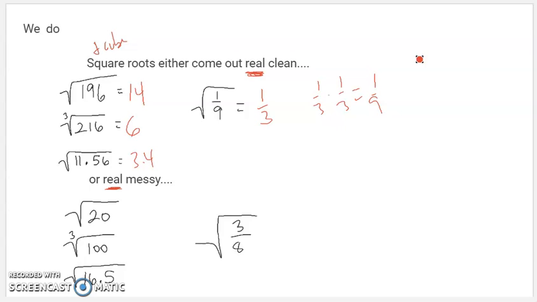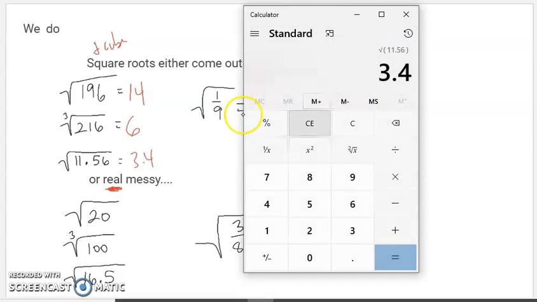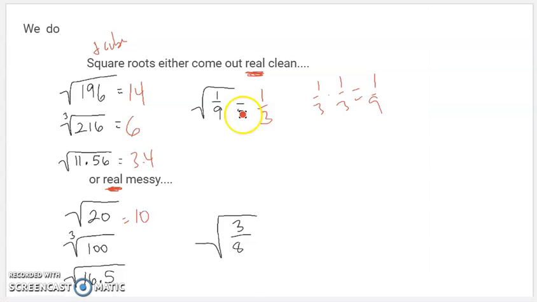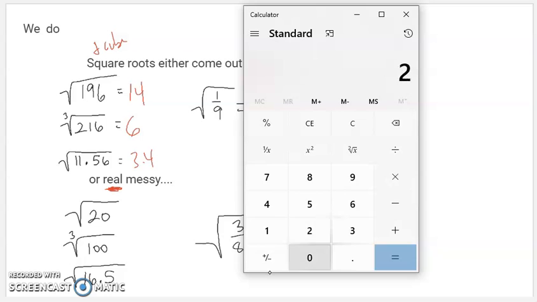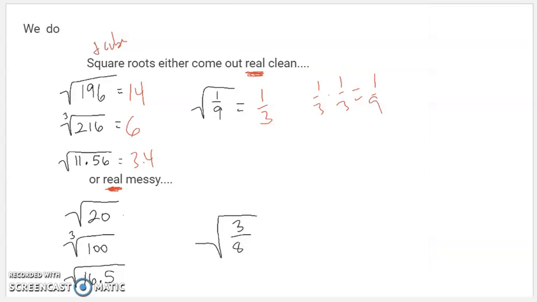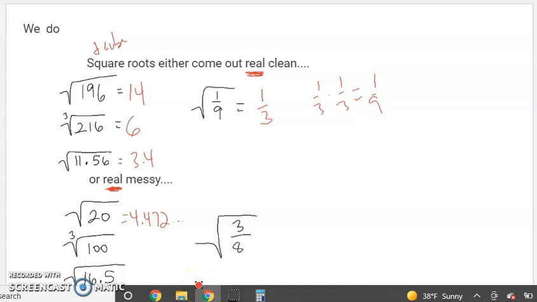If they don't come out real clean, they come out not just kind of messy, they come out real messy. Square root of 20, the temptation is to say 10, but it's not. Remember, it's not dividing by 2. The square root of 20 is going to be real messy. Never ending, super long decimal. I'm going to cut it off at maybe 3 decimals, 4.472. I might even put ... to kind of imply, oh yeah, it's bad. It keeps going.